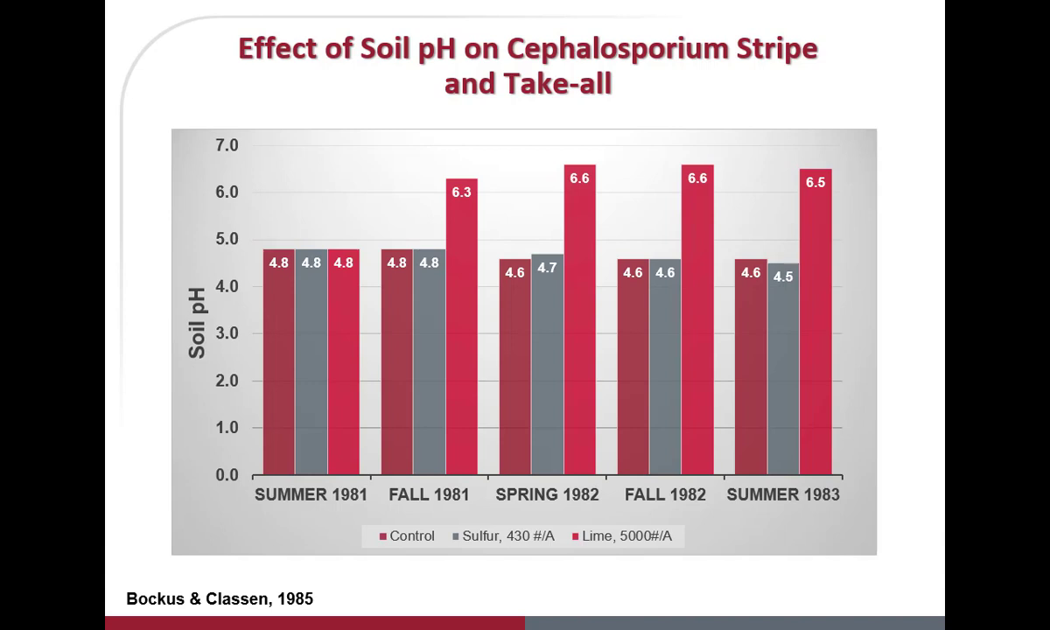In the summer of 1981, all of the treatments were at 4.8. By the fall, the treatment where they applied the lime had increased to 6.3. The other 2 stayed the same. The following spring, the control and sulfur were about the same at 4.6, 4.7, but the lime treatment increased, and this continued through the experiment. So really the only response to pH was in the liming treatment.